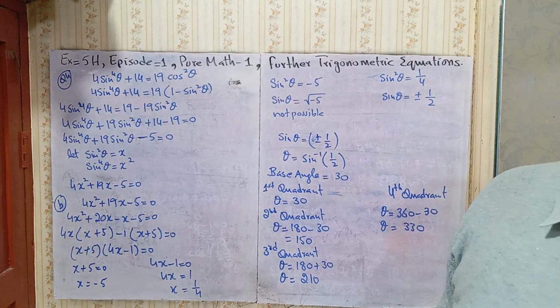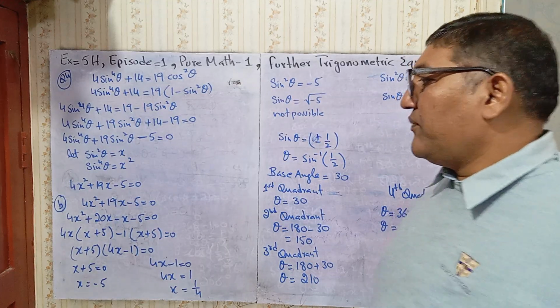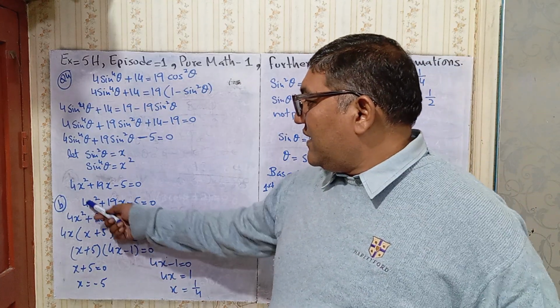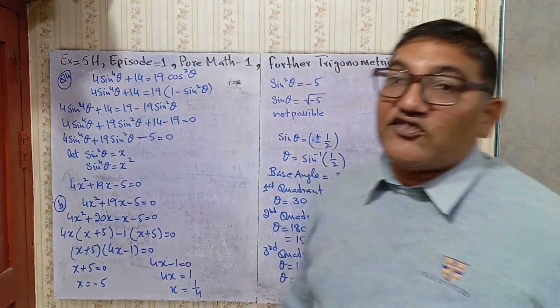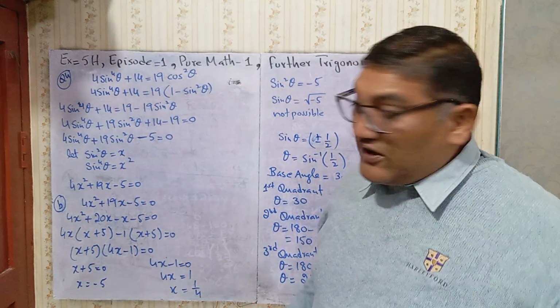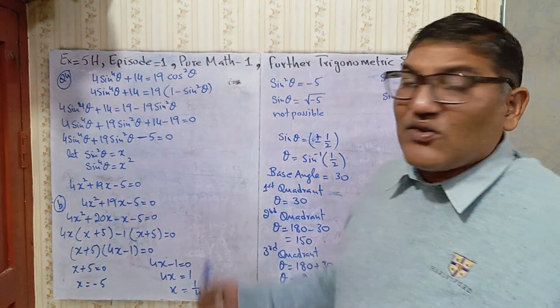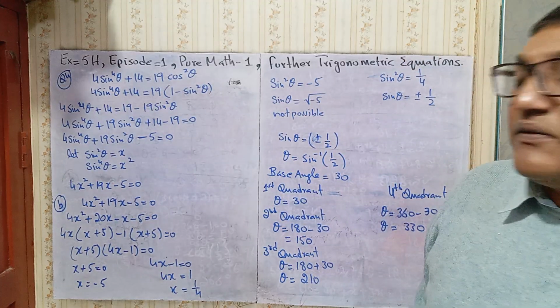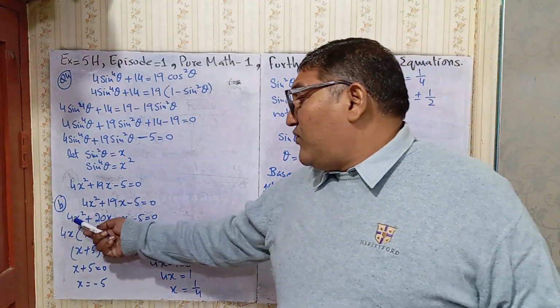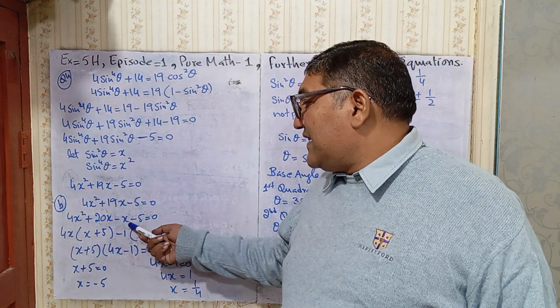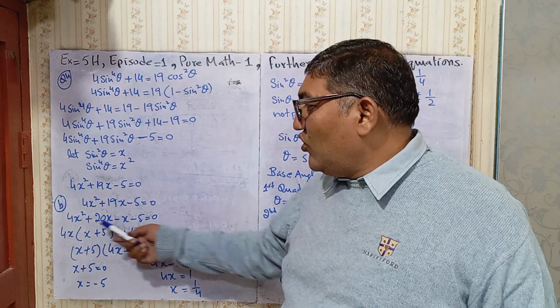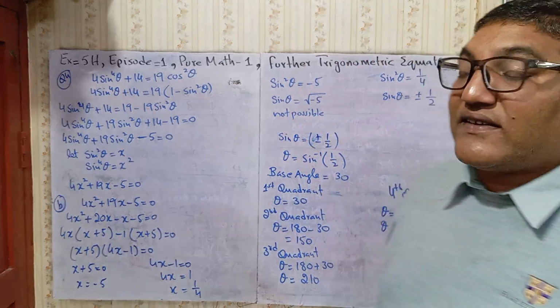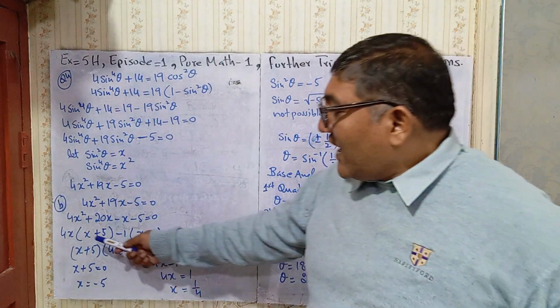In the B part, they ask us to solve this. So 4x square multiplied with minus 5, you get minus 20. And do the midterm breaking, because this is the quadratic equation. You can do the midterm breaking. Factorization: 4x square plus 20x minus x minus 5 equals to 0. From the first two terms, you can take 4x common. So you will have x plus 5.